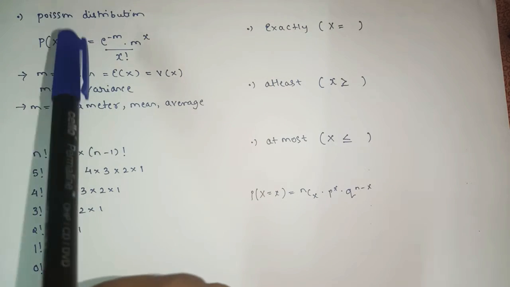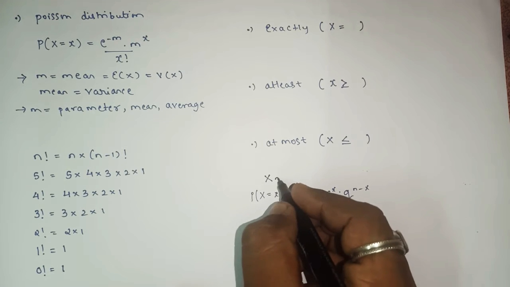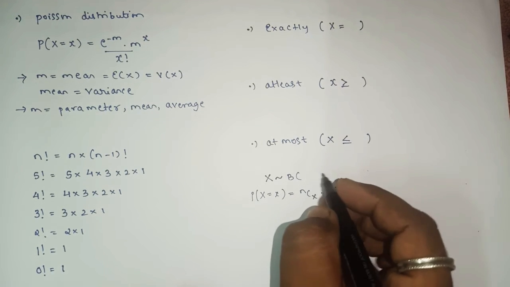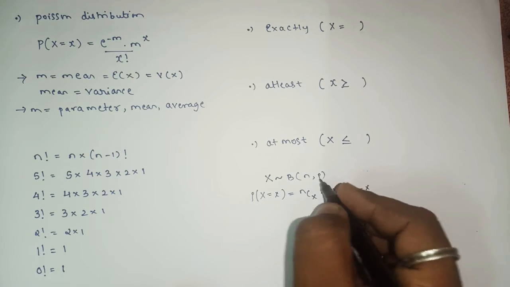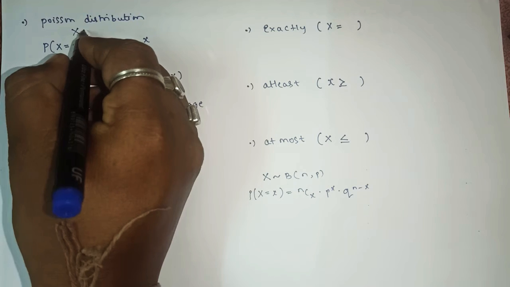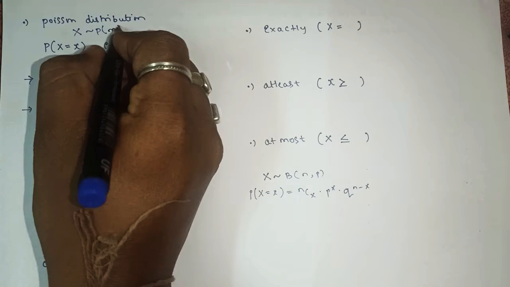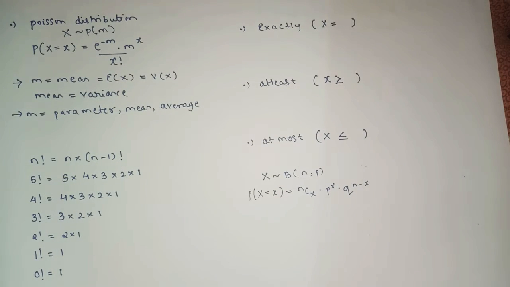Or sometimes they will use the notation, like here we used to write x tilde b and then the value of p, yes or no? Here sometimes they will give x tilde p and then m. Okay, so here b stands for what? Binomial distribution, and p stands for what? Poisson distribution. Okay, so that was the difference between these two.